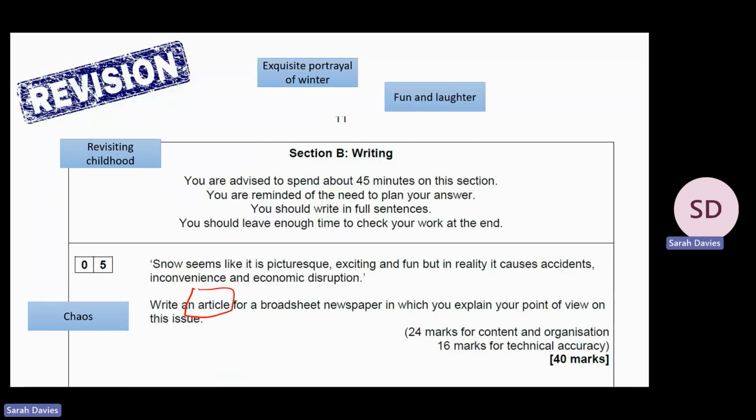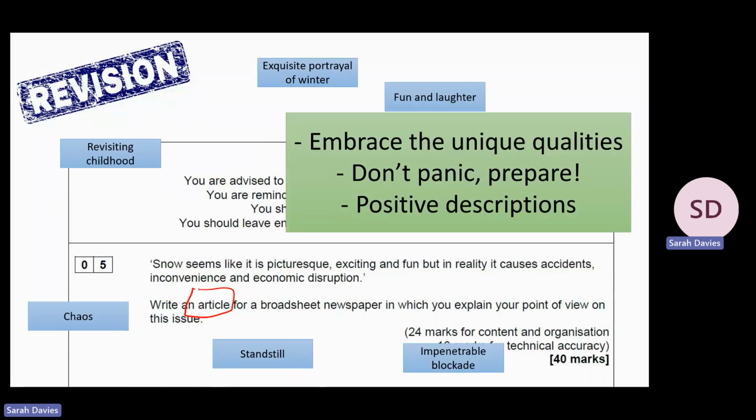But then on the flip of that, you could talk about the chaos. You could talk about the fact that it's everything at a standstill, or this impenetrable blockade that it creates. Once you've got those ideas, you start thinking, right, well, where am I coming from with it? And we talk about snow embracing those unique qualities, the idea of don't panic, prepare, and the positive descriptions. Now, even as you're writing those, you're going, well, actually, that don't panic, prepare, that makes an excellent subheading. So we're already being able to formulate those responses.